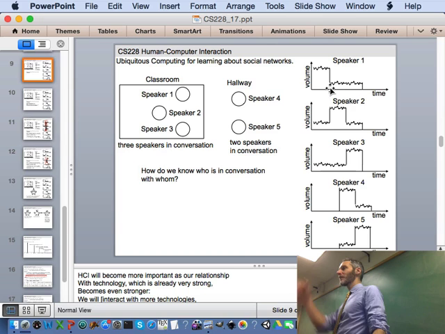Absolutely. So in this little cartoon here, when speaker one stops talking, microphone one is picking up the speech, first of all, from speaker two, and then from speaker three. I'm assuming in this cartoon example that speaker two and three are about equidistant from speaker one, right?